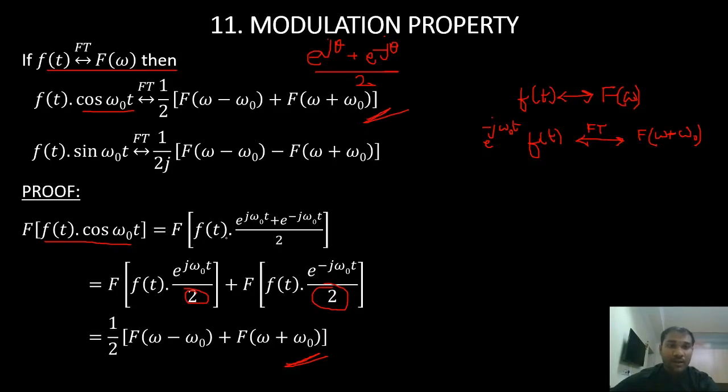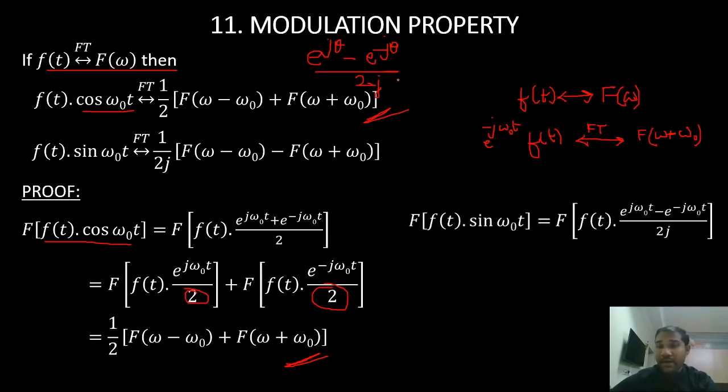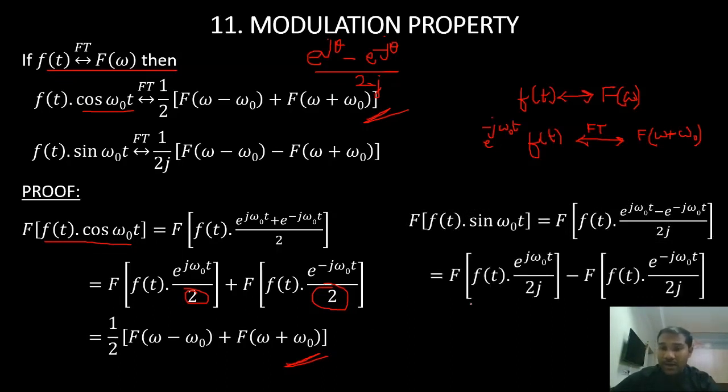Similarly for sine, what can I write in place of sine? In place of sine, I can write e power j theta minus e power minus j theta divided by 2j. So I will substitute that. I will separate the terms based on linearity, and I'll get 1 by 2j as a constant outside, and for the rest I will find the Fourier transform, which is the same thing, right? 1 by 2j f of omega minus omega naught minus f of omega plus omega naught. This is the modulation property.